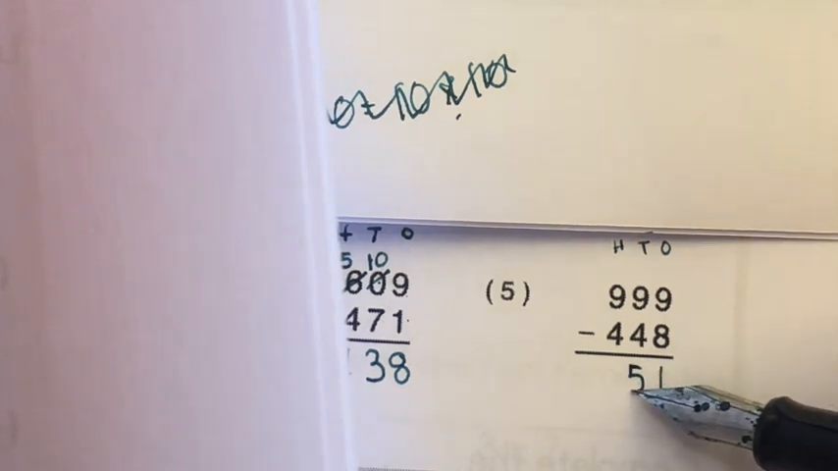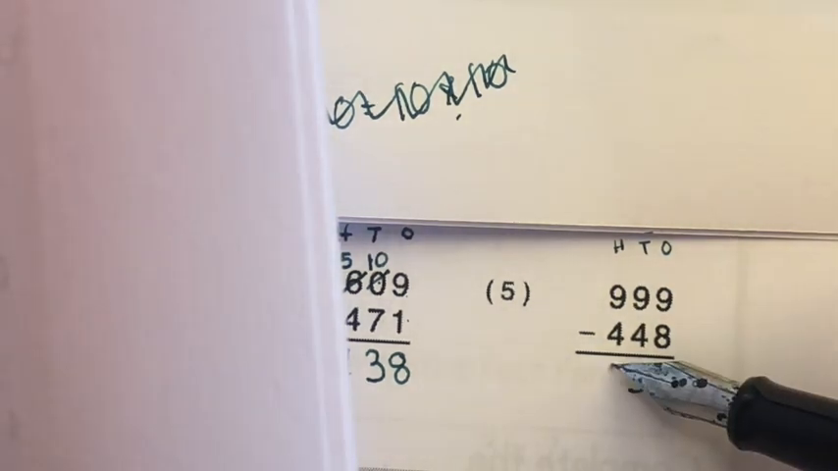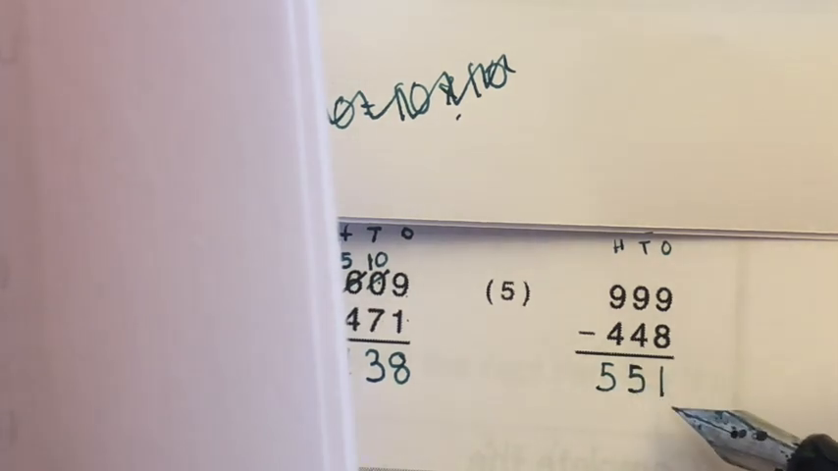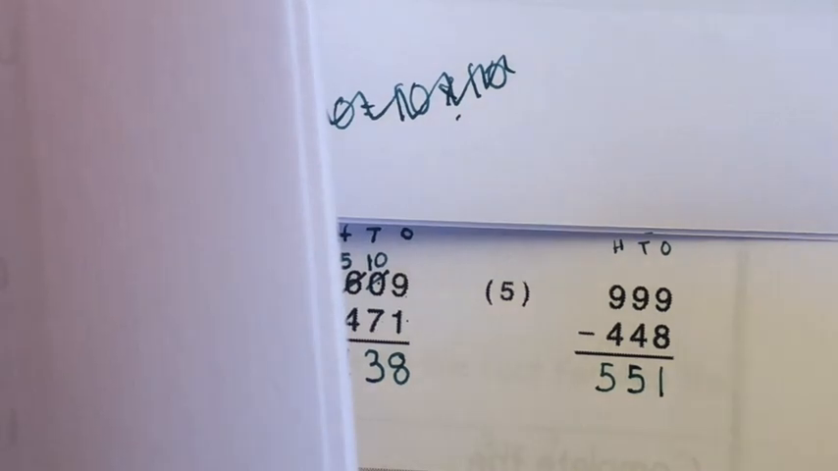5. You're right, 5 plus 4. I realize I'm giving you all the answers I want you to think about. 9 subtract 4, what did we just say it was? 5. So I have 5 hundreds, 5 tens, and 1 one, 551.